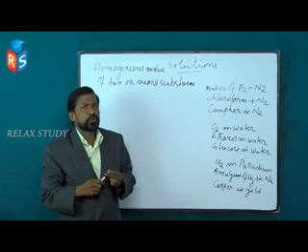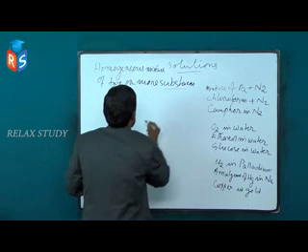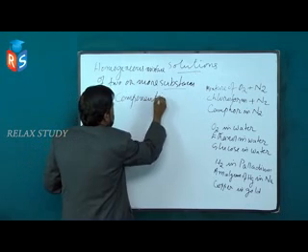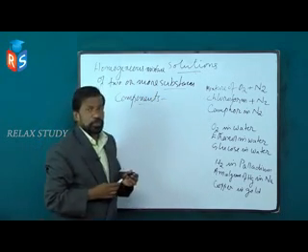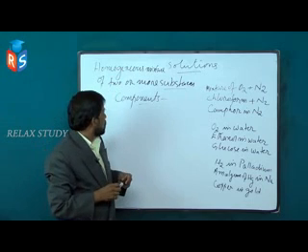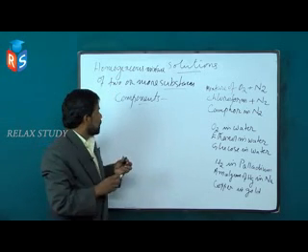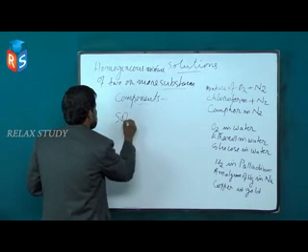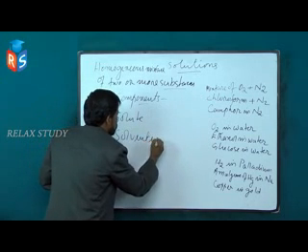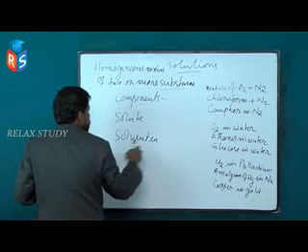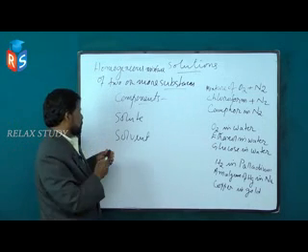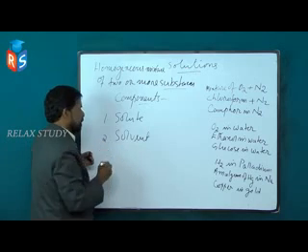A solution contains two components. The substances in the solution are known as components. That is, it is a homogeneous mixture of two or more substances, and these substances contained in the solution are known as components. Components are of two types. The first component is called a solute, and the second component is called a solvent. So it is a mixture of solute and solvent.